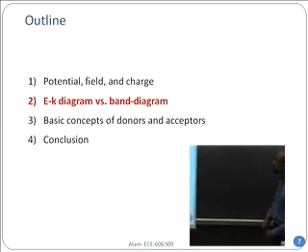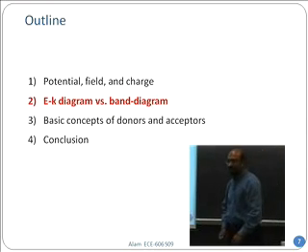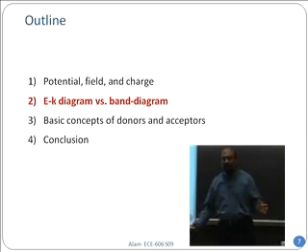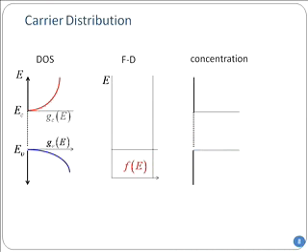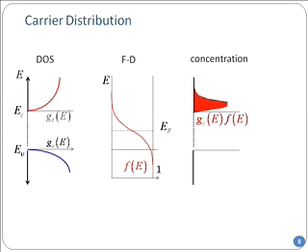Now let me talk about this EK diagram versus the band diagram, how they are different. It's a conceptual difference, it's not really convenient, and let me show you. You remember from last class about carrier distribution that we have a density of states for each band, of course, and then we multiply by the probability that a state is occupied, and then we get a certain number of electrons.